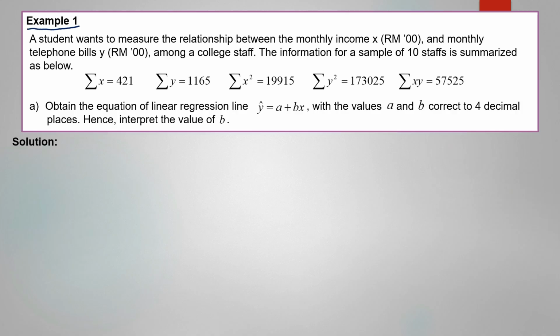Example 1. A student wants to measure the relationship between the monthly income, which is our X, in 100, and monthly telephone bills, which is our Y, also in 100, among college staff. The information for a sample of 10 staff is summarized as below. A. Obtain the equation of linear regression line y hat equals a plus bx with the values a and b correct to 4 decimal places. Hence, interpret the value of b.